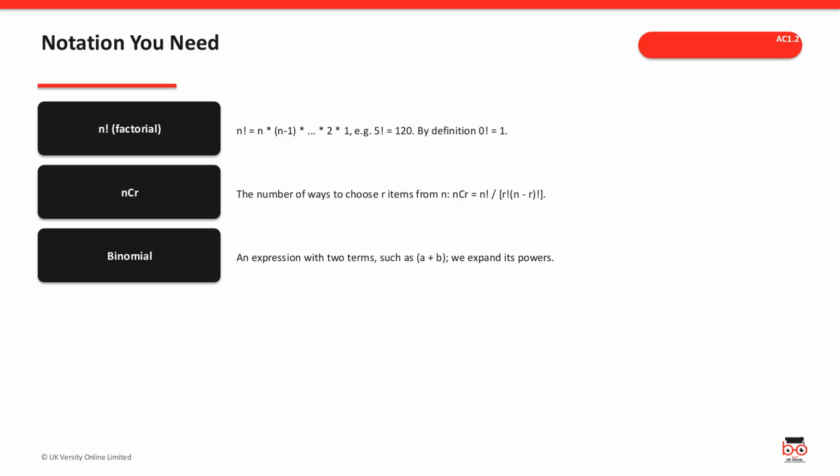Counting problems bring in some new notation. A factorial, written with an exclamation mark, means you multiply a whole number down to 1, so 5 factorial is 120, and by convention 0 factorial is 1. nCr is the number of ways to choose r items from n, worked out as n factorial over r factorial times (n − r) factorial. And a binomial is simply an expression with two terms, like a + b, whose powers we're about to expand.